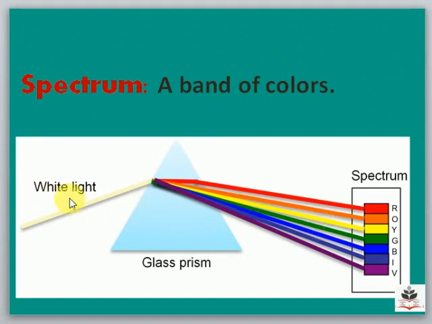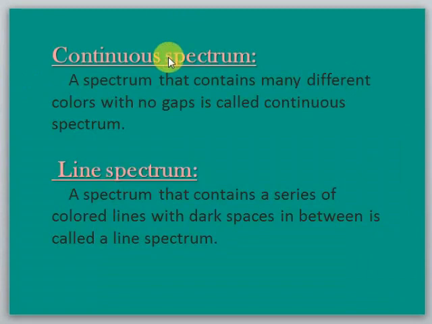So any object which is radiating energy, which is emitting energy, can have a spectrum. As an electron is also radiating energy, an electron can also have a spectrum. Now there are two types of spectrum, that is continuous spectrum and line spectrum. What is a continuous spectrum? A spectrum that contains many different colors with no gaps is called a continuous spectrum. And a spectrum that contains a series of colored lines with dark spaces in between is called a line spectrum.